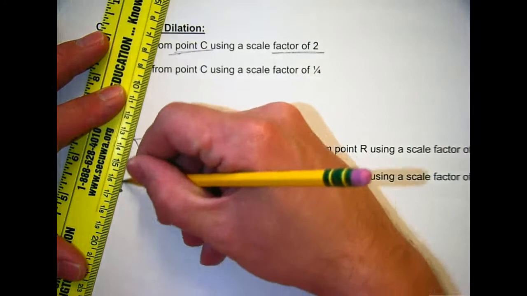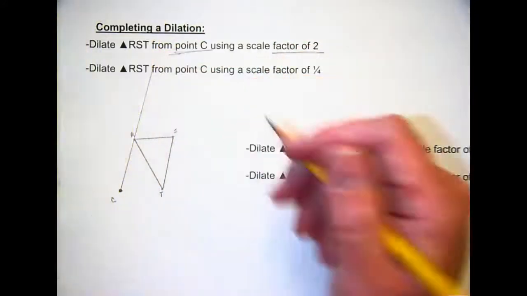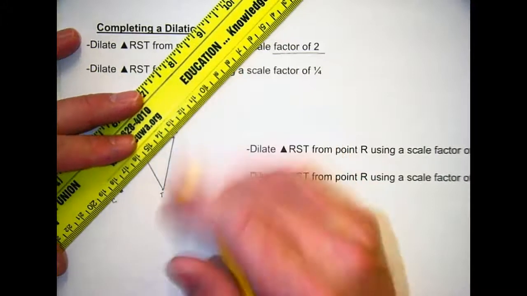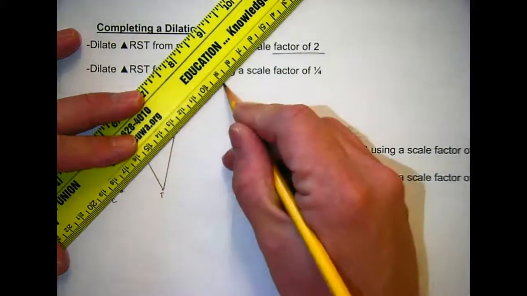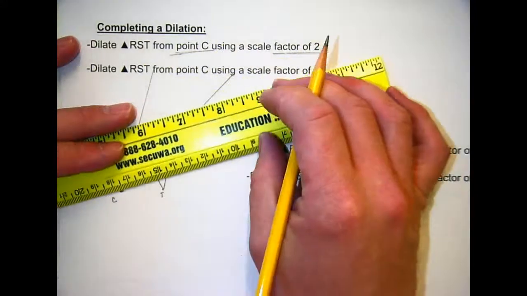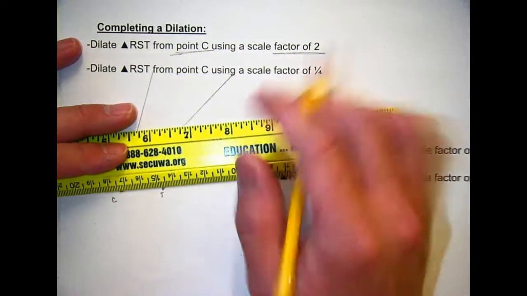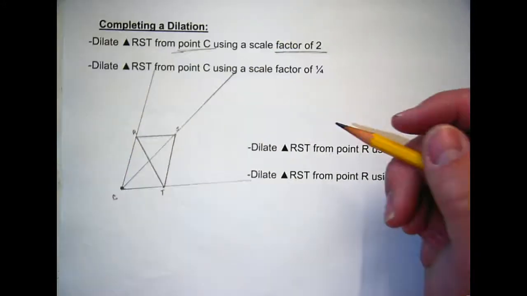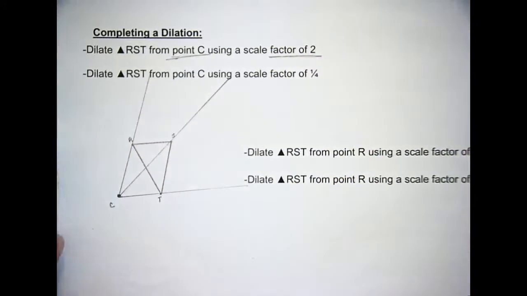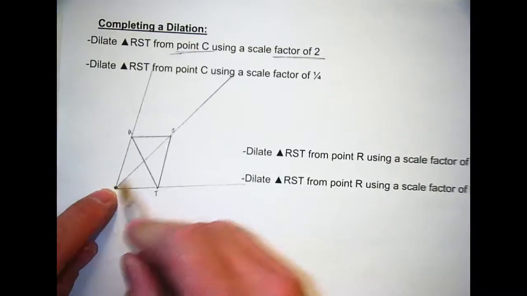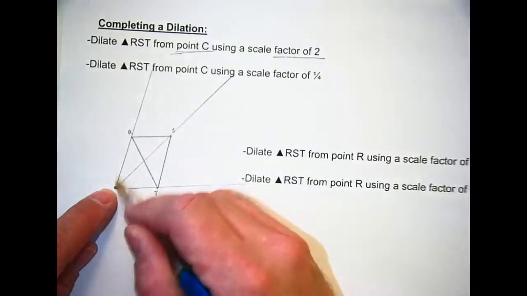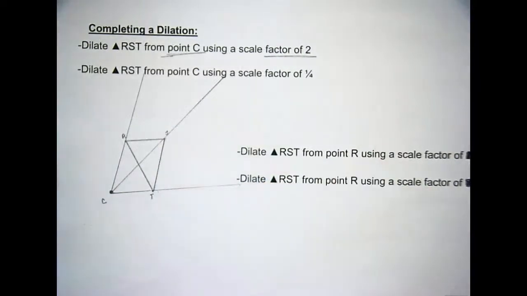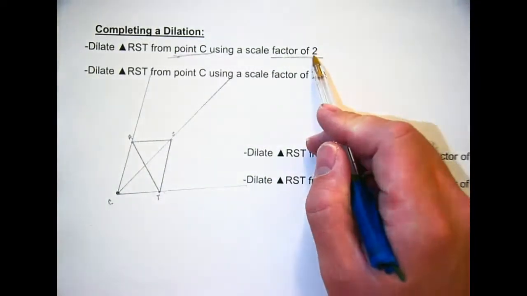So what I'm going to do is I'm going to lightly sketch a line through each of my vertices. Now, the line segment I'm sketching here doesn't have to be extremely long. However, it has to be long enough that I can duplicate the distance from, say, C to S, from C to R, from C to T. I need to duplicate that. In fact, I need to double it, right?